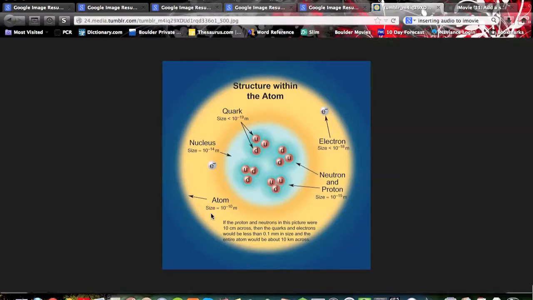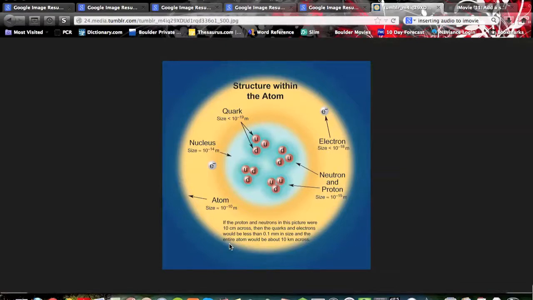And if you look at the size of this atom, it gives you an idea as to just how small this actually is. The nucleus itself is 10 to the negative 14th meters, and the size of an atom is about 10 to the negative 10th meters. And I really like this right here. It says, if the proton and neutrons in this picture were 10 centimeters across, then the quarks and electrons would be less than 0.1 millimeters in size, and the entire atom would be about 10 kilometers across.